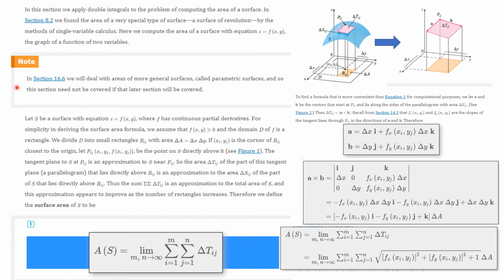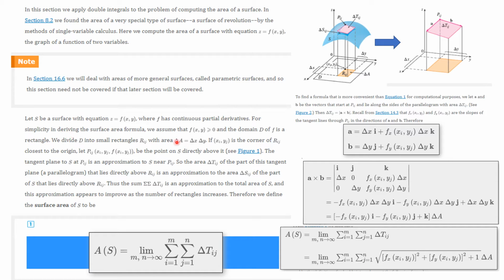And we will revisit this yet again in this course when we talk about the surface areas of more general surfaces called parametric surfaces. So think about this as being an intermediate step. So let S be a surface with equation z equals f of x, y, where f has continuous partial derivatives. So it is a nice surface, and that's the blue picture that you see up here. So we want to be working to get the surface area of S.